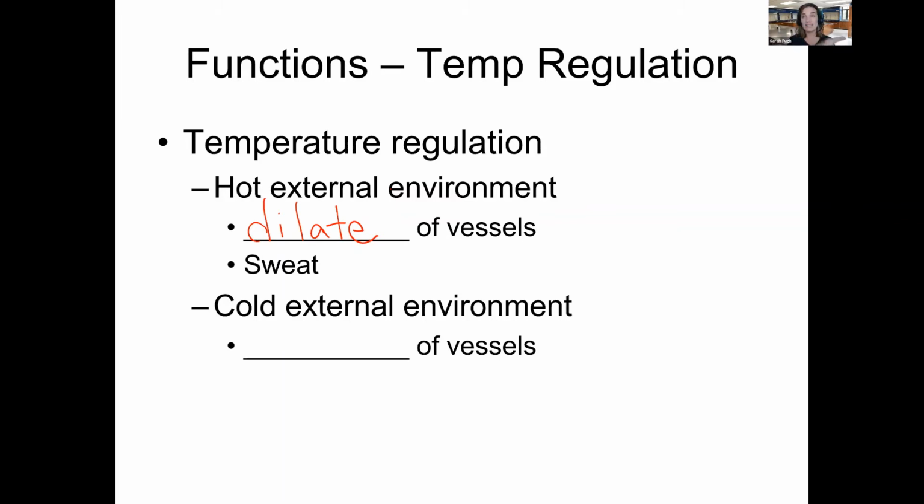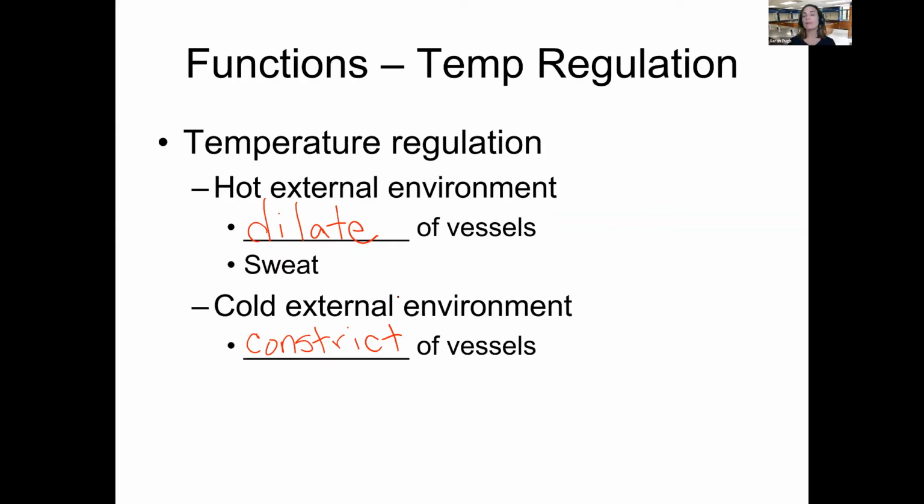Now the opposite happens when it's cold. When it's cold, your vessels in your skin will constrict. So that means they're going to get really small and narrow. And what you're doing is you're shunting the blood away from the surface of your body and keeping it in your core, like in your body's trunk, so that you can keep your vital organs at body temperature.